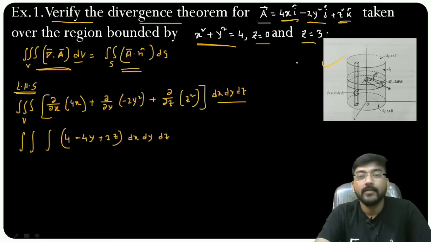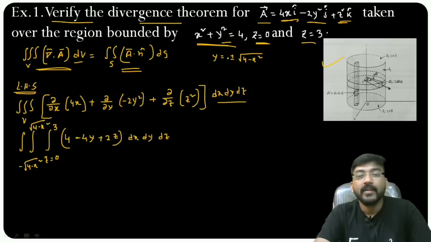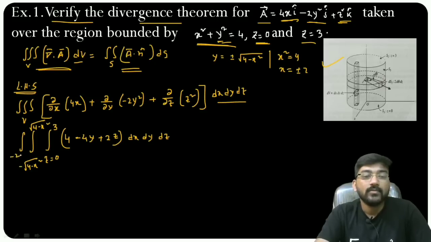Now we have to choose the limits. You can see the limit of z is very simple, z equal to 0 to z equal to 3. Now we have to put the limit of y. Since y square is equal to 4 minus x square, y will be plus minus root over 4 minus x square. So the limit of y will be minus root over 4 minus x square to plus root over 4 minus x square. And if we put y equal to 0 here, then x square is equal to 4, so x is again plus minus 2, so x will vary from minus 2 to plus 2. So this is the limit of x, and this is the limit of y.